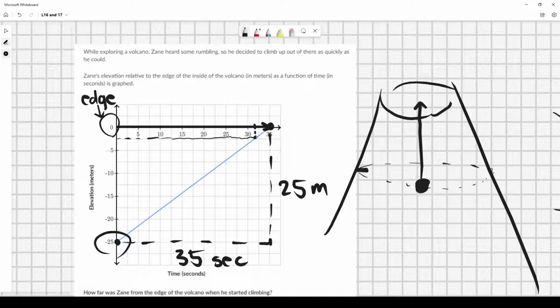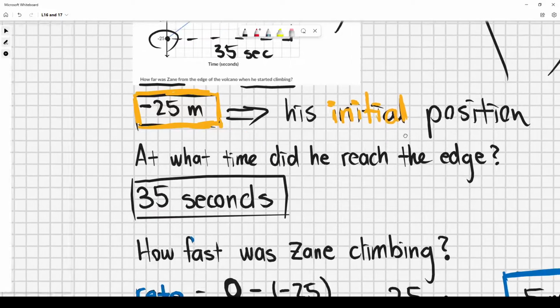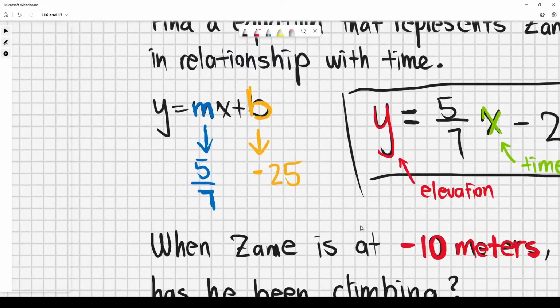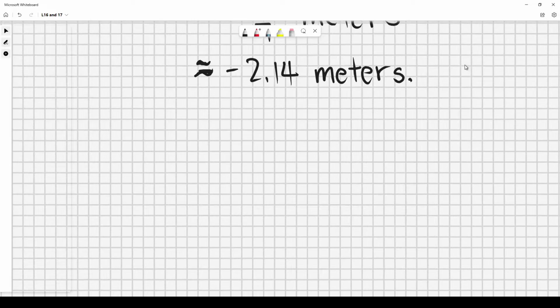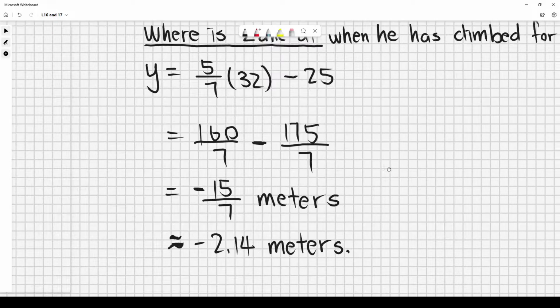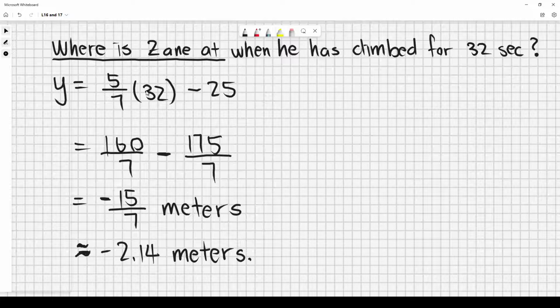Not precisely, even though I did draw on the line, it's not precisely there. So it's somewhere around here. And negative 5 is here, 0 is here, so negative 2.14, about right. So the graph is also a good way to check your answer. We like to see things as humans, so it's always nice to see a picture. So that's all for this question. We know the time, so we solve for the elevation.